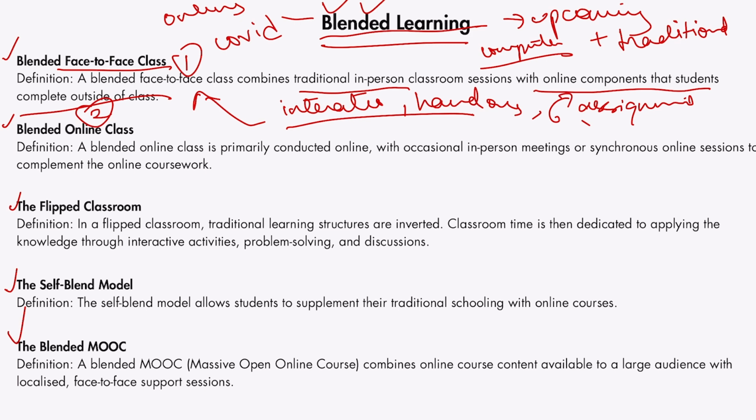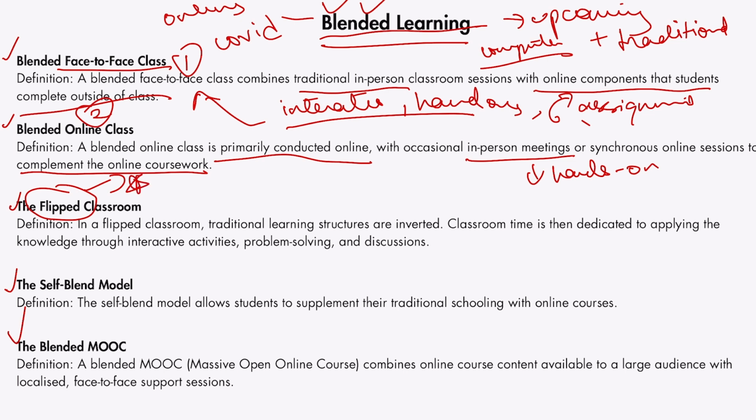Next, blended online class. A blended online class is primarily conducted online with occasional in person meeting for hands on exercises or project work, or synchronous online sessions to complement the online coursework. Next, we have flipped classroom. This is a very important term because a lot of questions have been asked from flipped classroom.